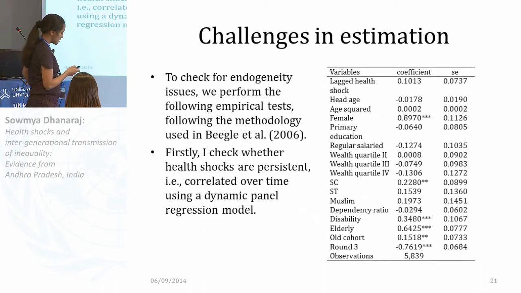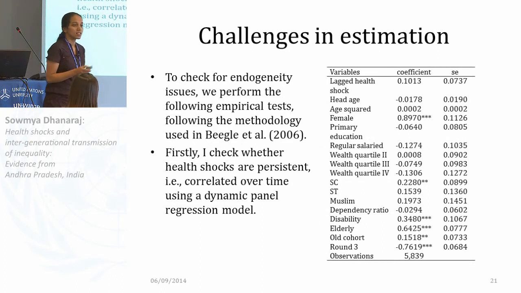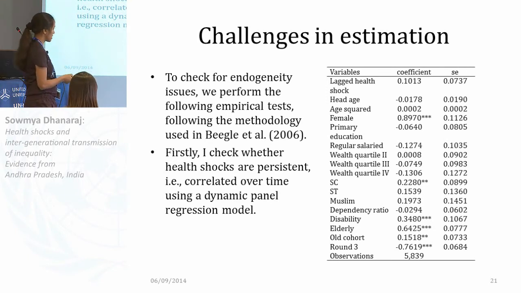In the case of the first, to check for the endogeneity issues, I perform two empirical tests. Firstly, I check whether health shocks are persistent, that is, whether health shocks are correlated over time, using a dynamic panel model. Here I find that the lagged health shock does not predict the present health shocks, which shows that the health shocks are not persistent over time, because if they were persistent, there might be some unobserved characteristics driving my results.